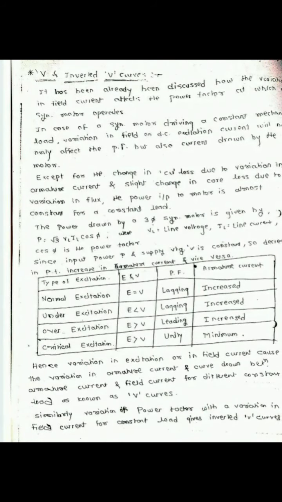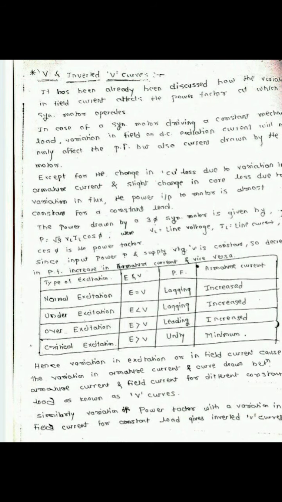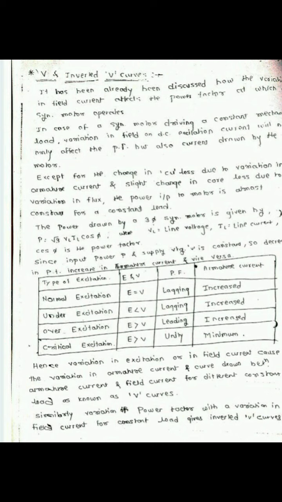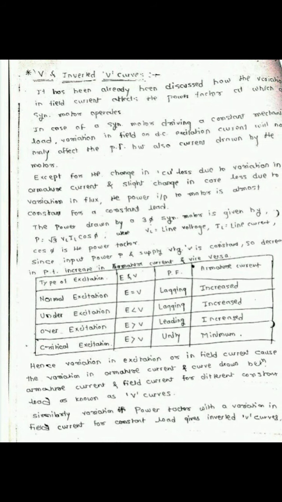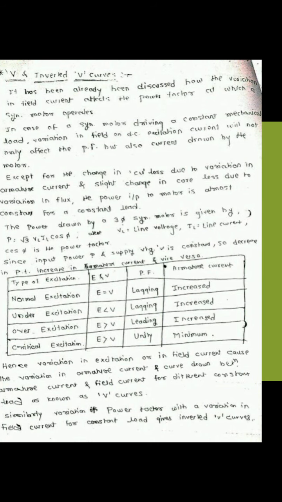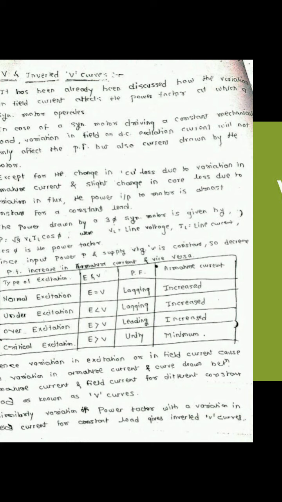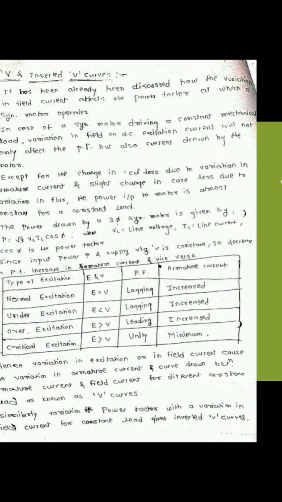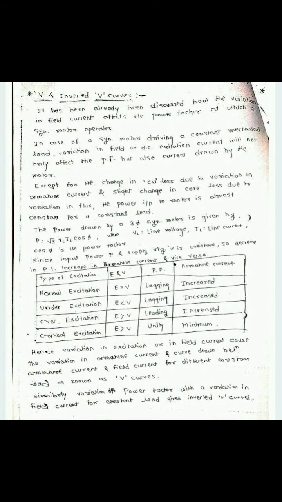So we will discuss the first column. When there is normal excitation, the excitation voltage is equal to the terminal voltage. At that time the power factor is lagging and the armature current is increasing. In the second case, under excitation, when the excitation voltage E is less than V, the power factor is lagging and the armature current is increased. The third case is called over excitation, in which the excitation voltage is greater than the terminal voltage. At that time the power factor is leading and the armature current is increased.